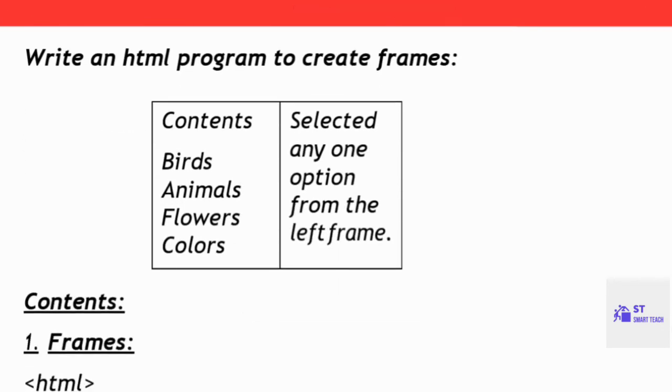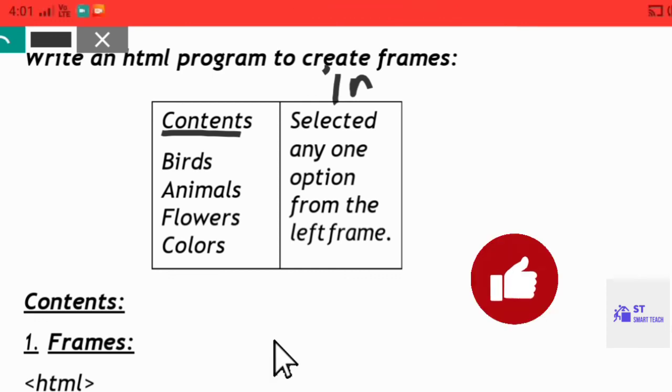So this is the output. Here contents, next this is information. Whenever you press on birds, the birds list will be displayed. Whenever you press on animals, the animals list will be displayed. Like flowers and colors. In this way, by using frames you can divide the browser window into multiple parts and you can link one web page to another web page. Okay, so I hope it's clear.